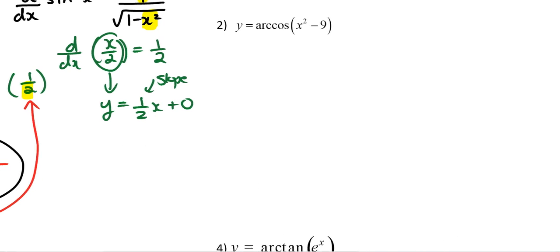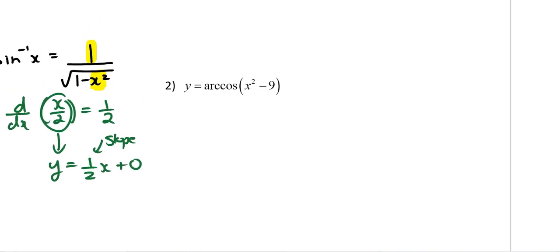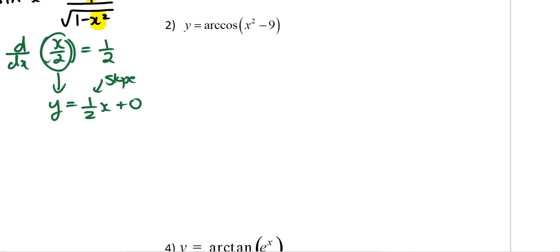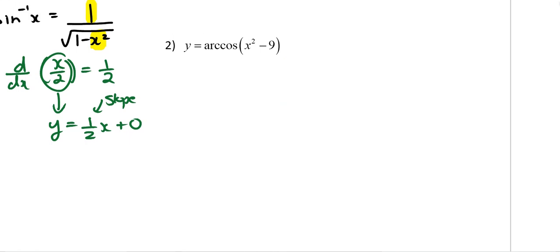Okay, let's move on. Next question here is y equals arc cos of x squared minus 9. Okay, so I'm going to highlight this arc cos here, because if you see something like that, that's the same thing as the inverse of cos. So this is x squared minus 9.